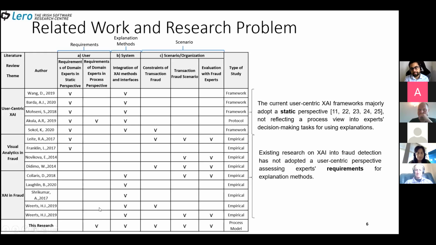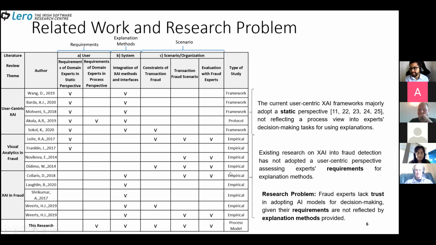So based on such studies and frameworks, I came up with the identification of my research problem, which is the lack of trust of fraud experts in AI models for decision making, who have low confidence in adopting their predictions for reviewing fraudulent cases, given that their requirements are not reflected by explanation methods they would use.